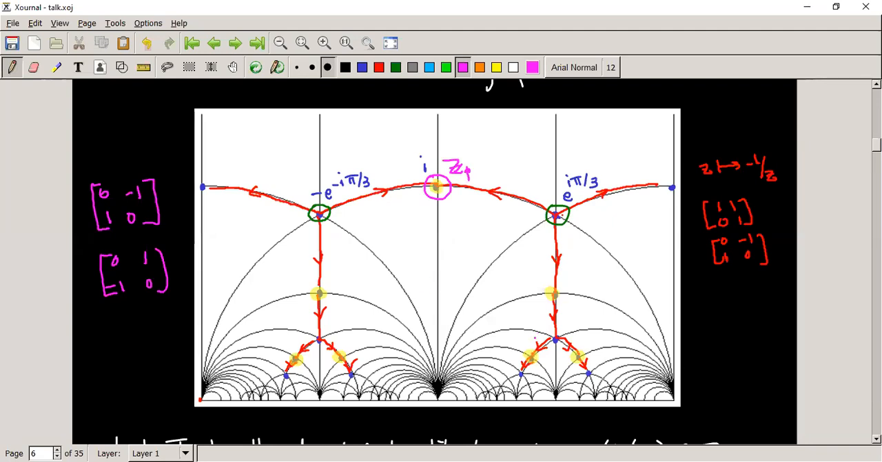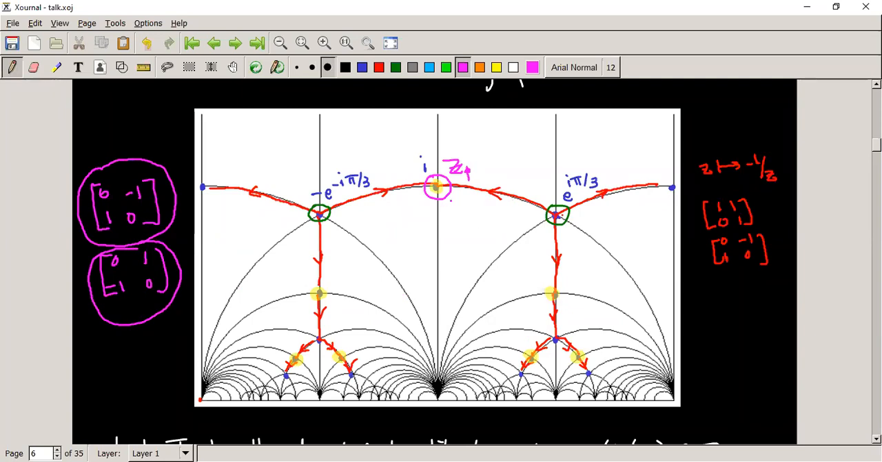Is this clear? Wait, what are the two matrices that correspond to this? Yeah. So the matrix 0, minus 1, 1, 0, for example, corresponds to Z going to minus 1 over Z. Right. But also this matrix corresponds to Z going to minus 1 over Z, right? Okay. Right. So there are two matrices. So you're getting twofold, right? So it will be Z2 cross Z2, right?